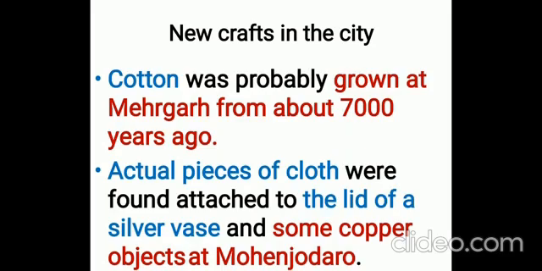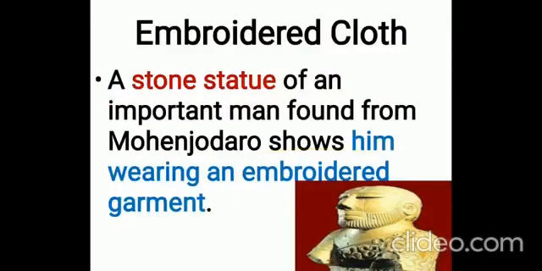Actual pieces of cloth were found attached to the lid of a silver vase and some copper objects at Mohenjodaro. So some pieces of cloth were found attached to the lid of a silver vessel, and some copper objects were also found in the city of Mohenjodaro of the Harappan civilization.